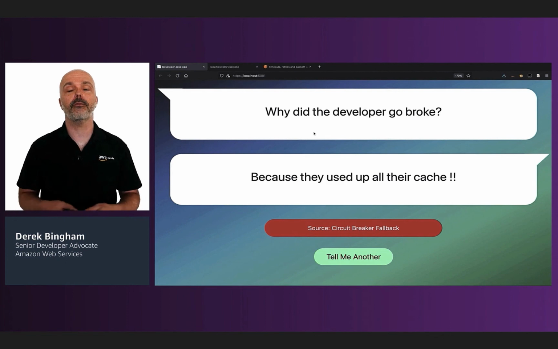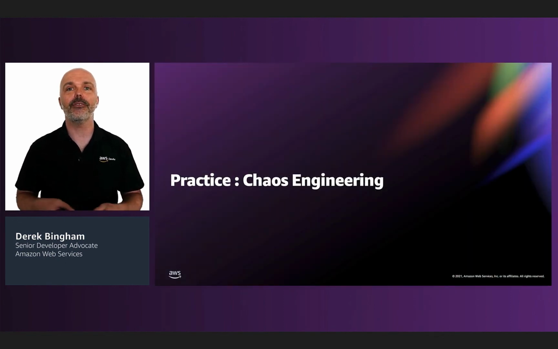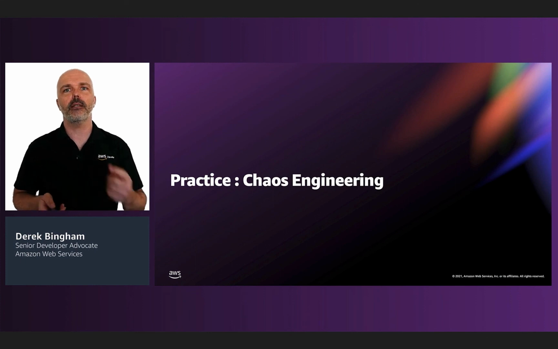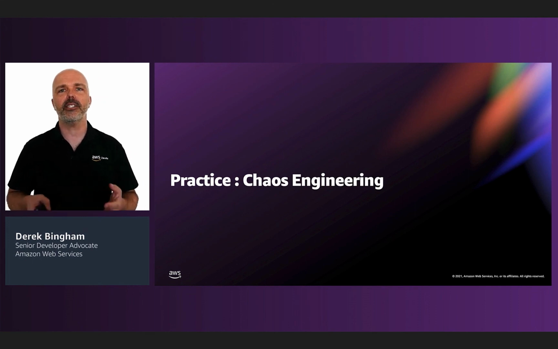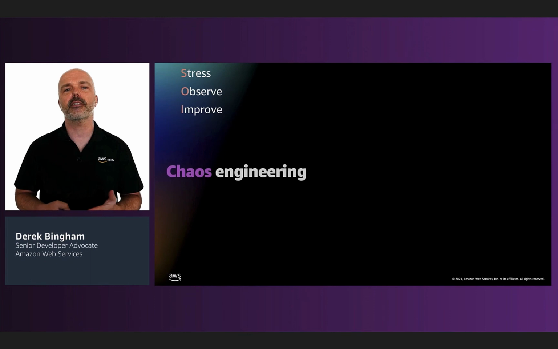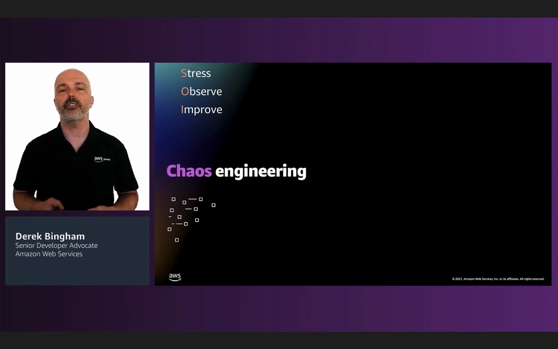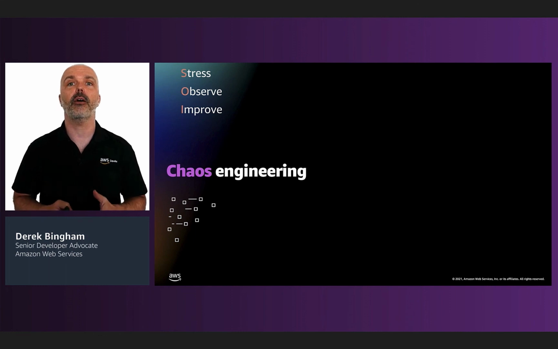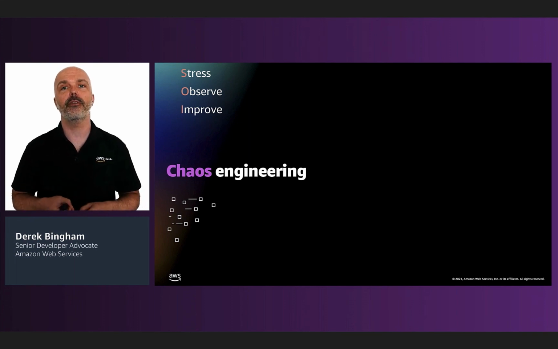So that's our 4 patterns, 5 patterns, I should say, to help you build more resilient apps. And I want to end on one practice, which is chaos engineering. So what is chaos engineering? Chaos engineering is a practice where you stress, observe, and improve. So you stress your application, you see what happens, and then you use those observations to improve that application over time. So this allows us to improve the resiliency of our app.